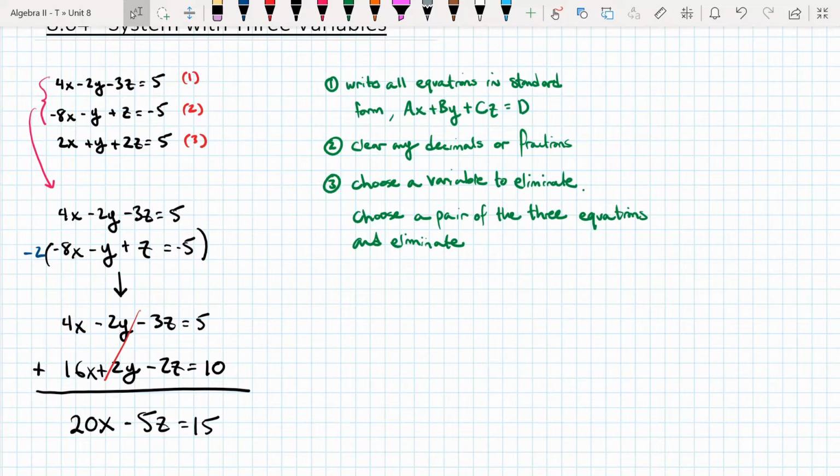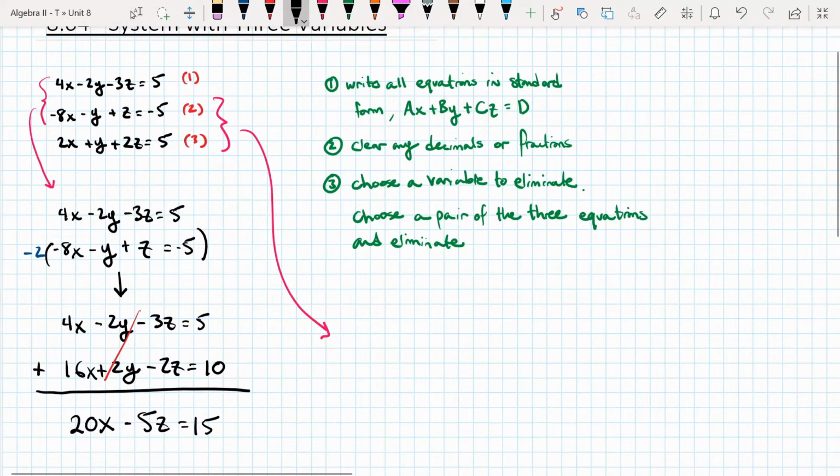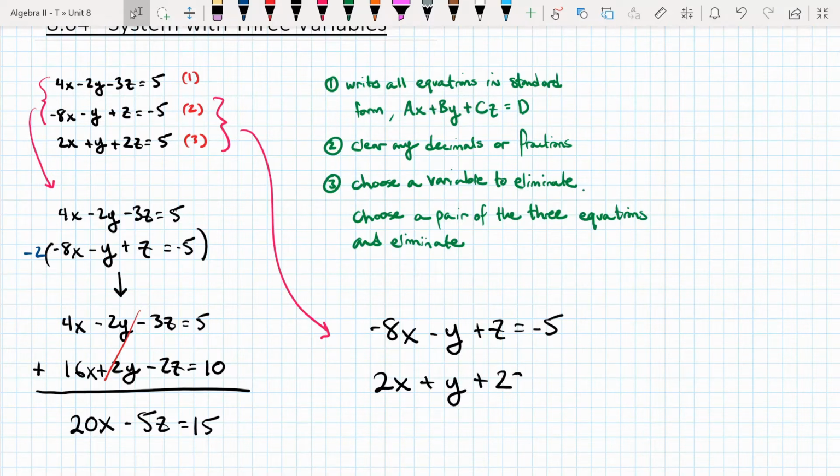Now the second part of step 3 is we're going to use two other equations. Let's use these ones right here, and let's eliminate y for these ones. This one's going to be a little bit easier because notice that I don't need to multiply each equation by any number. All I have to do here is add these together.